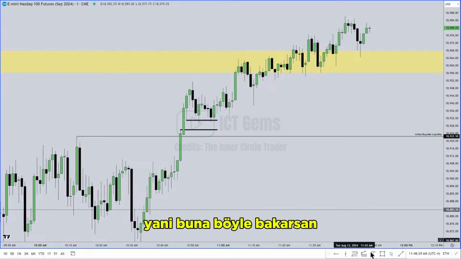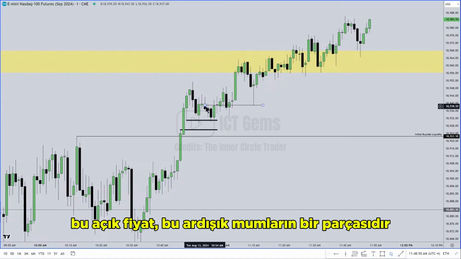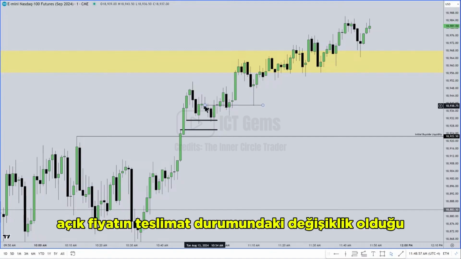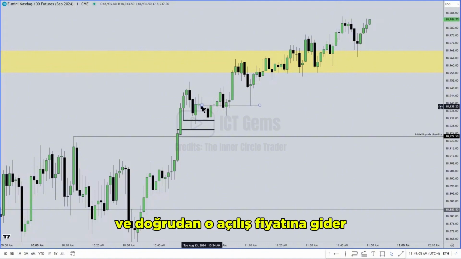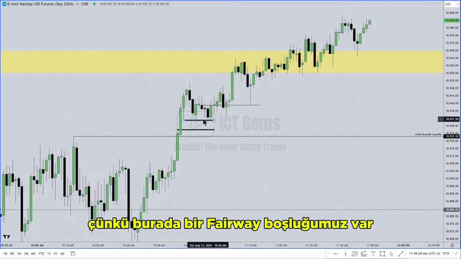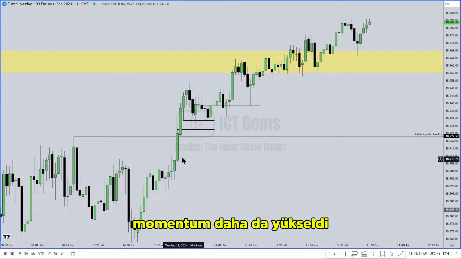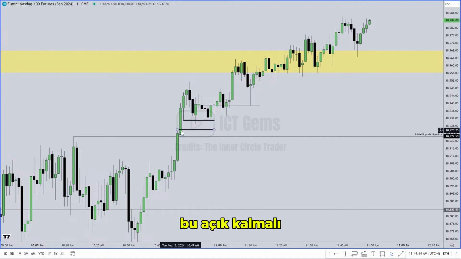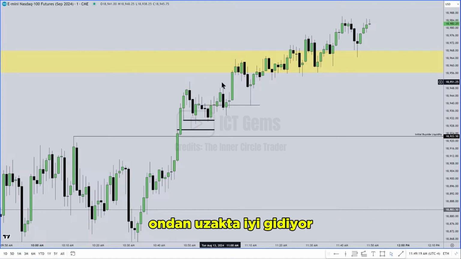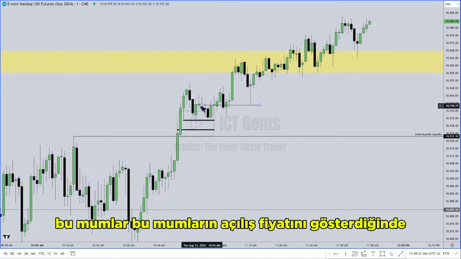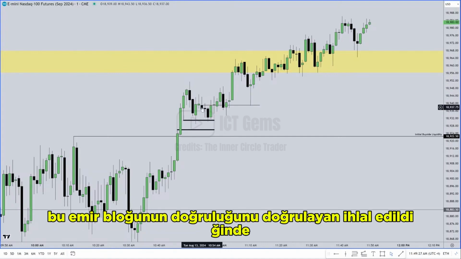See that? So if you look at it like this, the open price, all part of these consecutive candles, that open price is the change in the state of delivery. That means the algorithm sees these 3 candles and goes right to that opening price. What makes these 3 candles the order block is because we have a fair value gap down here. The momentum is shifted higher. This should stay open, trades down and touches the top of it, and starts to move higher away from it. It does so. When this candle's open price is breached, that validates this order block.